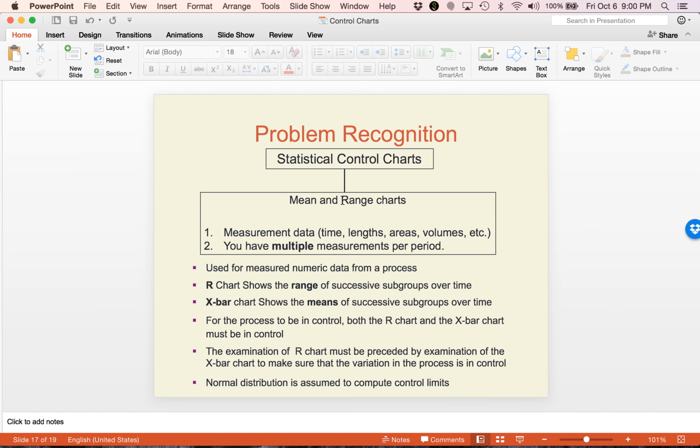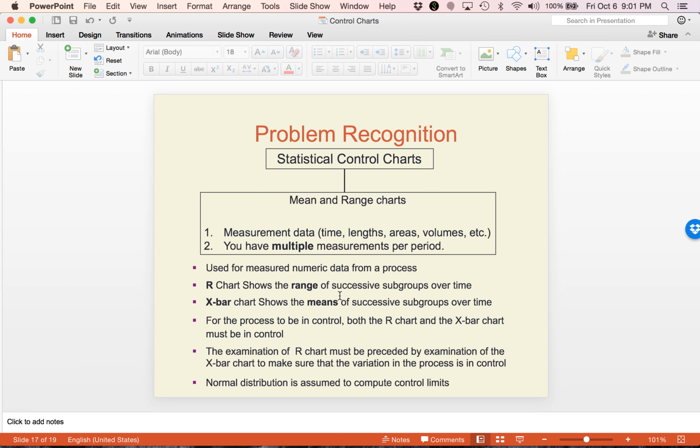Moving on to mean and range charts, if we have measurement kind of data, typically time or weights or lengths or volumes, etc., then we're going to actually calculate two charts. We're going to look at the range, which is the maximum minus the minimum. So we might have a sample of data. We take that sample of data for each time period, and we calculate its mean, and we calculate its range. And the range chart will show you all the ranges of the samples, the max minus the min. And the X bar chart will show a plot of all the means of the samples over time.